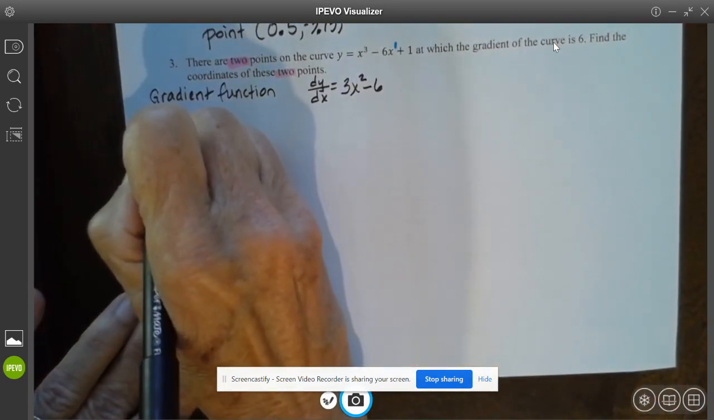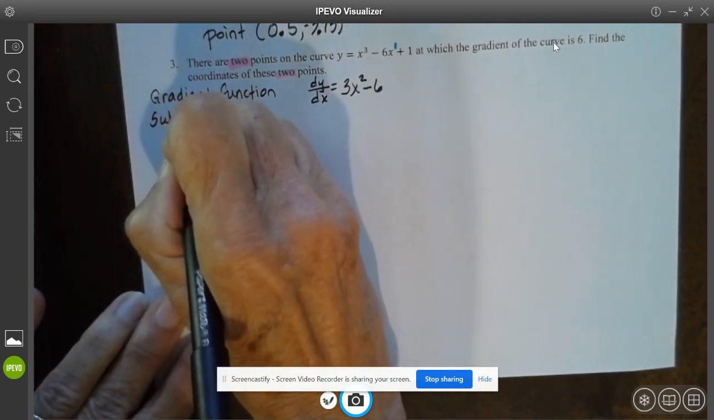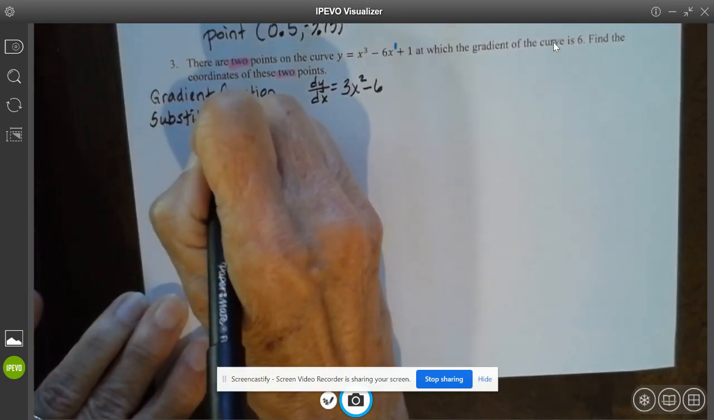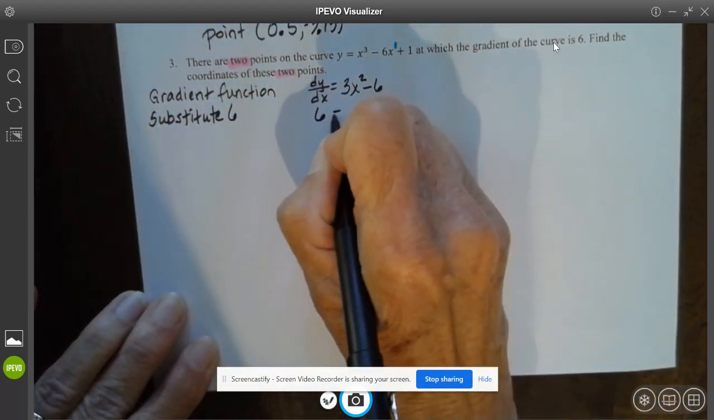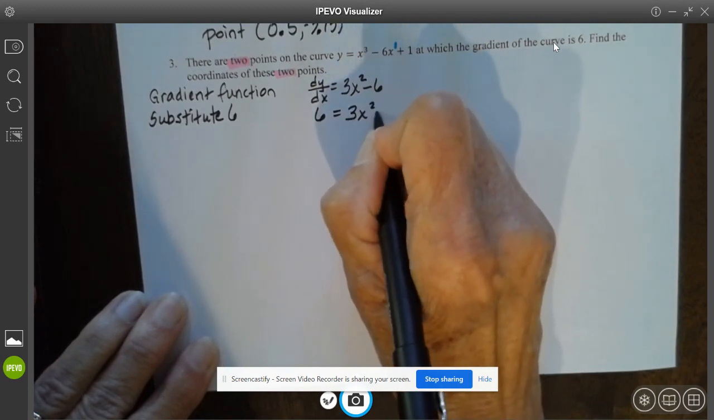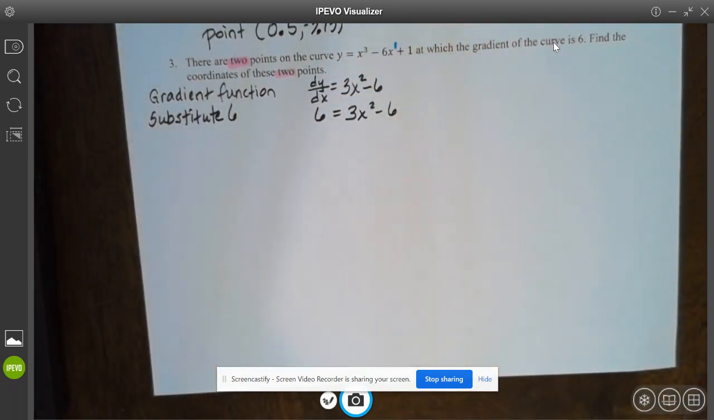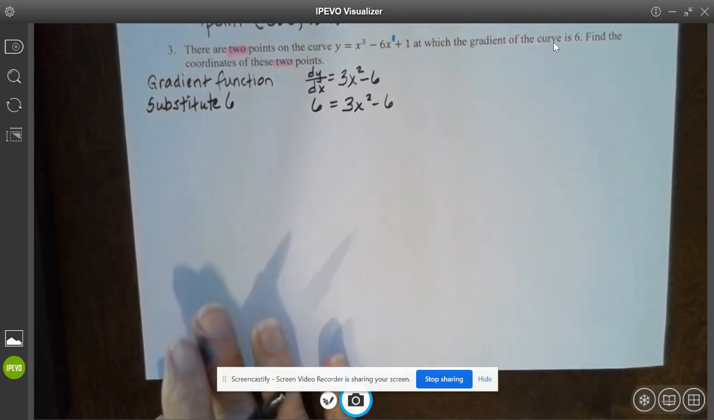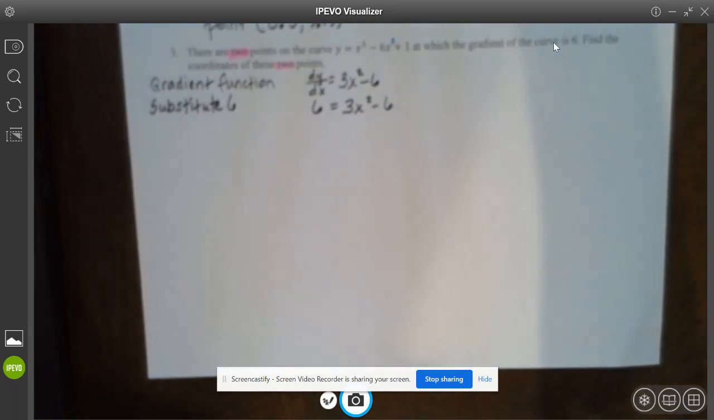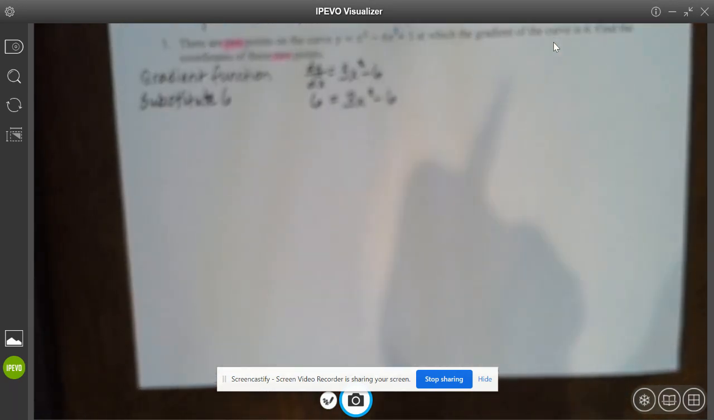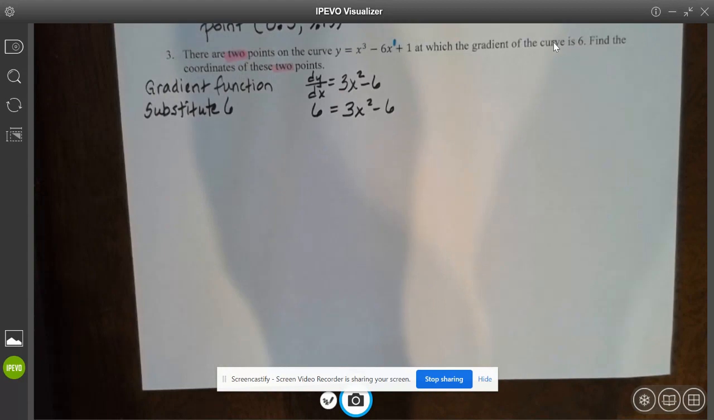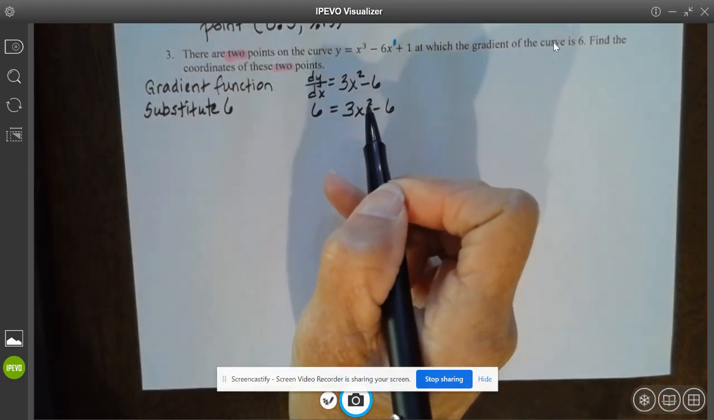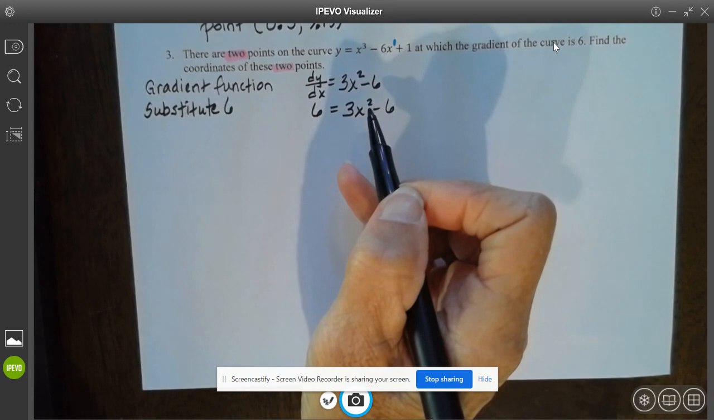Then you're going to substitute the gradient. The gradient is 6. So we're going to put 6 here. Now, it asks for 2 ordered pairs. Does anyone know why we're going to come up with 2 answers? Anyone? If you don't, I'm going to gently remind you, of course, as soon as this gets back into focus. Okay. That's because in a quadratic, most times, not all the time, you can have 2 real solutions.